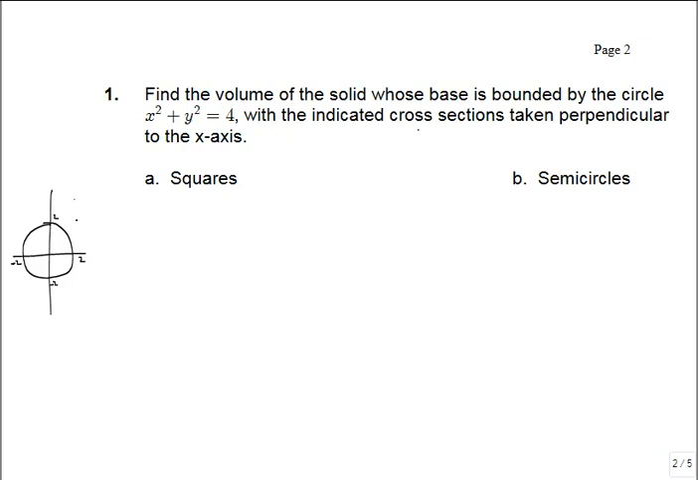Okay, so there's my base. And now it's really difficult for me to draw this because it's a three-dimensional thing. So you're going to have to use your imagination here. But we want to take a cross-section perpendicular to the x-axis. So the x-axis is horizontal. So I need my cross-section to be vertical, perpendicular to that. So you want to draw a little slice, just like this.